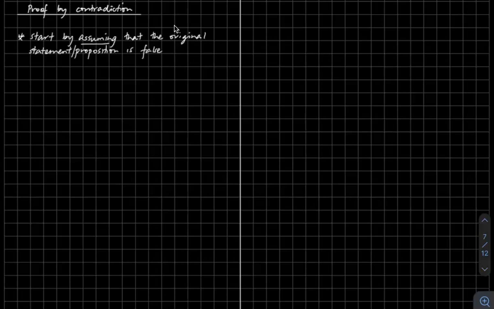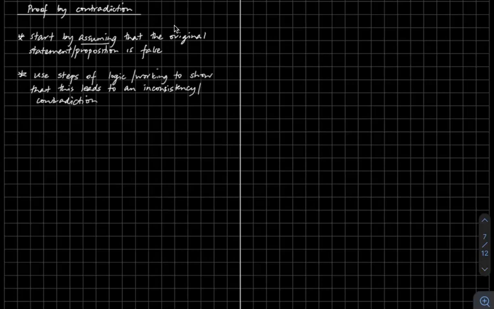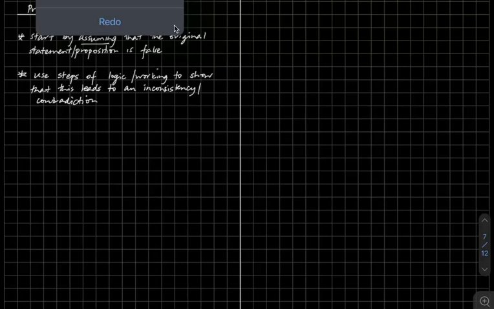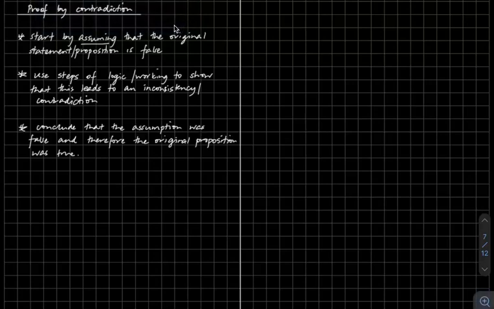We start by assuming that the original statement or proposition that we're trying to prove is actually false. So set it up that it's false. Then we use mathematical steps of logic to show that that assumption leads to some inconsistency or contradiction. So in fact the assumption we had can't be true, and since the assumption was false, the original proposition must have been true. Now that probably all sounds a little bit mixed up.